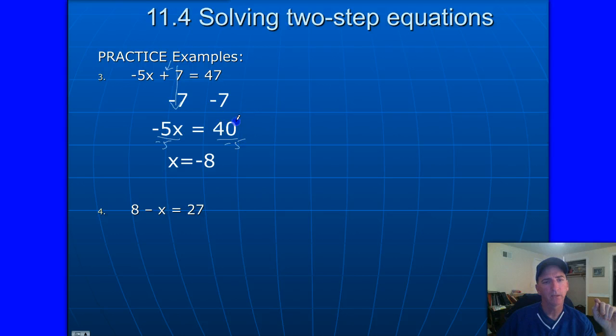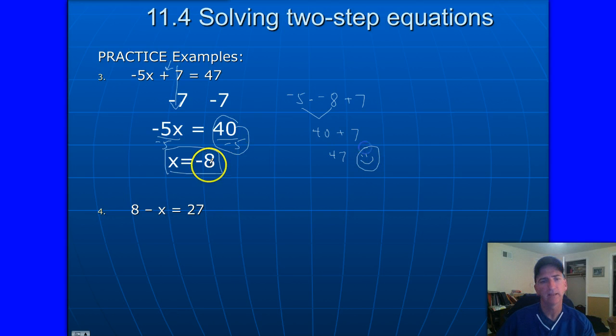Okay, 40 divided by negative 5 equals negative 8, and again you could substitute it back in, which I do recommend you do. Negative 5 times negative 8 plus 7, work that out to see if that equals positive 47. Well, negative times negative is positive. 40 plus 7, 47. Found it. Okay, the answer is negative 8.